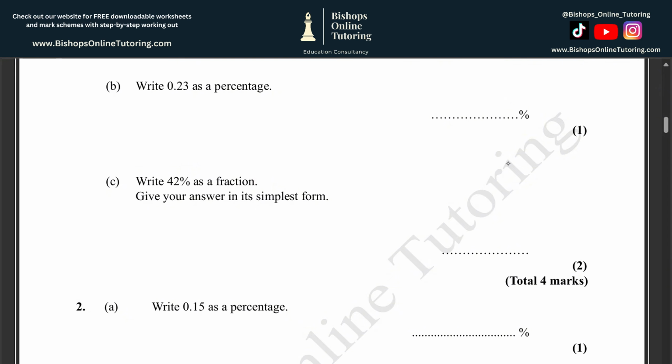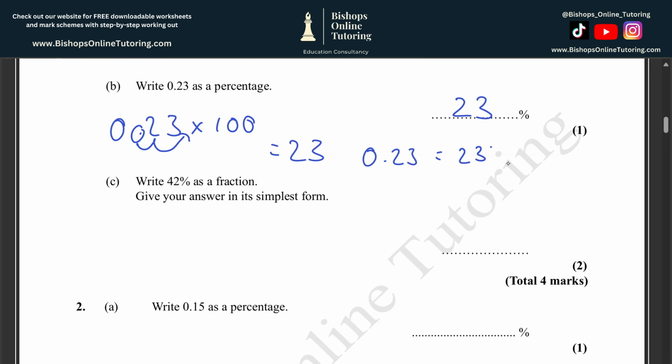The question's asking us to write 0.23 as a percentage. Now, all we have to do is multiply 0.23 by 100, and what that's going to do is it's going to take the decimal point 2 spaces to the right, so we'll be left with 23. So it's 23%. And also remember, 0.23 has to equal 23% because 1.0 is equal to 100%.